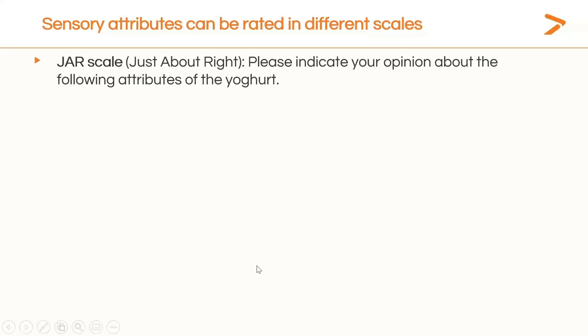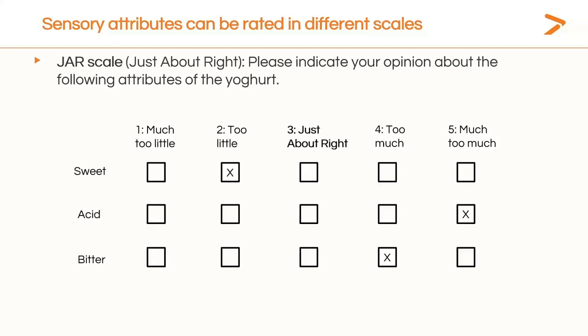The just about right scale, which implies this kind of question. We'll try to see the difference in the kind of question with the previous one. Please indicate your opinion about the following attributes of the yogurt. There we go. We still have the 3 attributes, so sweet, acid, and bitter, but this time the scale changes a little bit. In this case, look at the tags of the different answers. It goes from much too little to much too much. And in the middle, you have something called just about right.